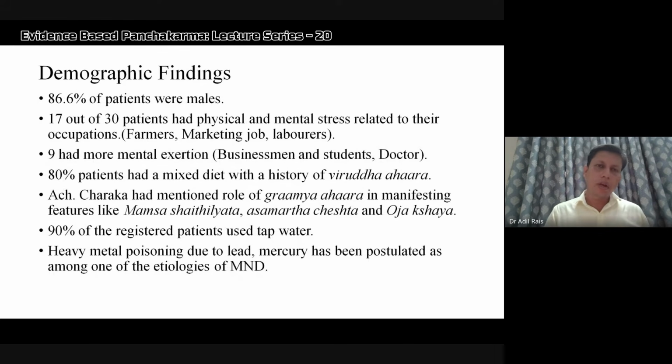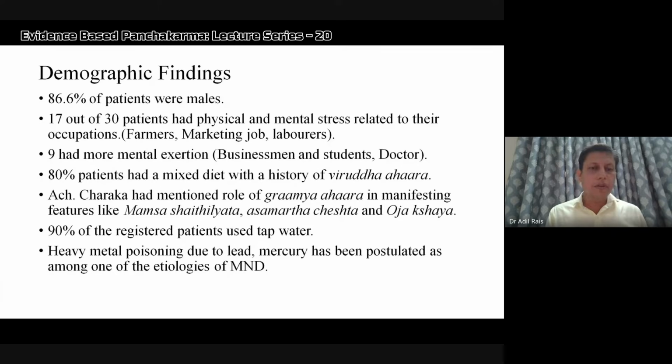Now, demographic findings: most of the patients were males. Most of the patients had mental and physical exertion, which might cause Vat Prakop. Acharya Charak has mentioned the role of Gramya Ahar in manifesting features like Mansa Shaitilya, Asamartha Cheshta, and Ojakshaya. These features are actually present in people who consume a lot of food outside, junk food or processed food.